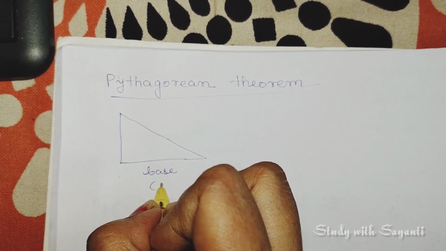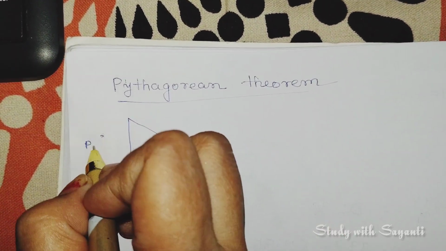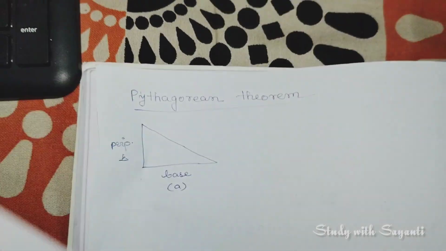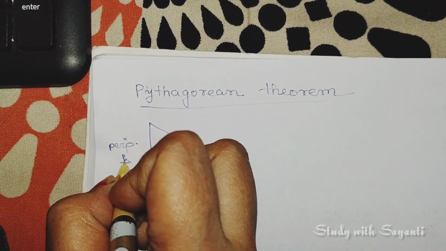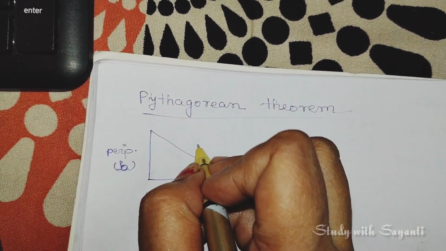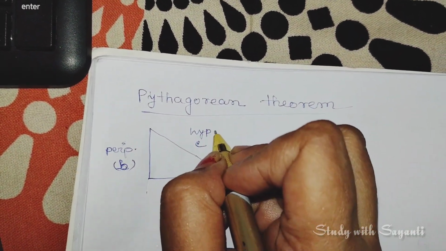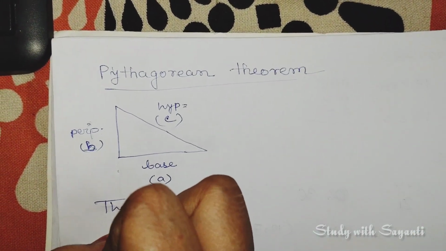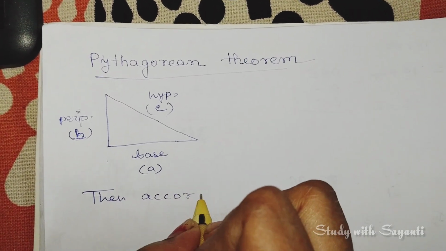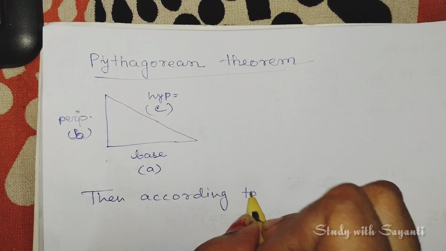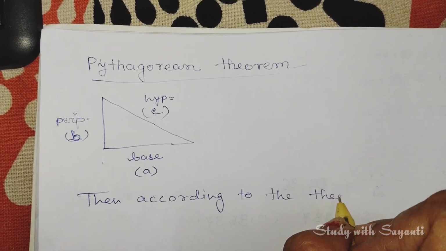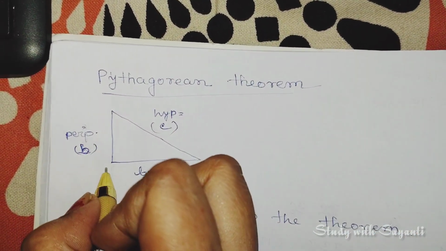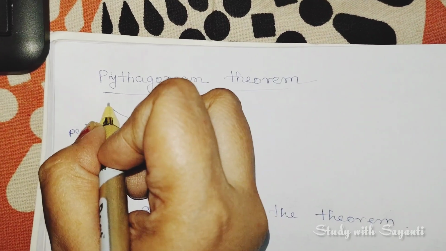The base is equal to A, perpendicular is equal to B, and the hypotenuse is C. Then according to the theorem we can say, let me name the points: A, B and C.